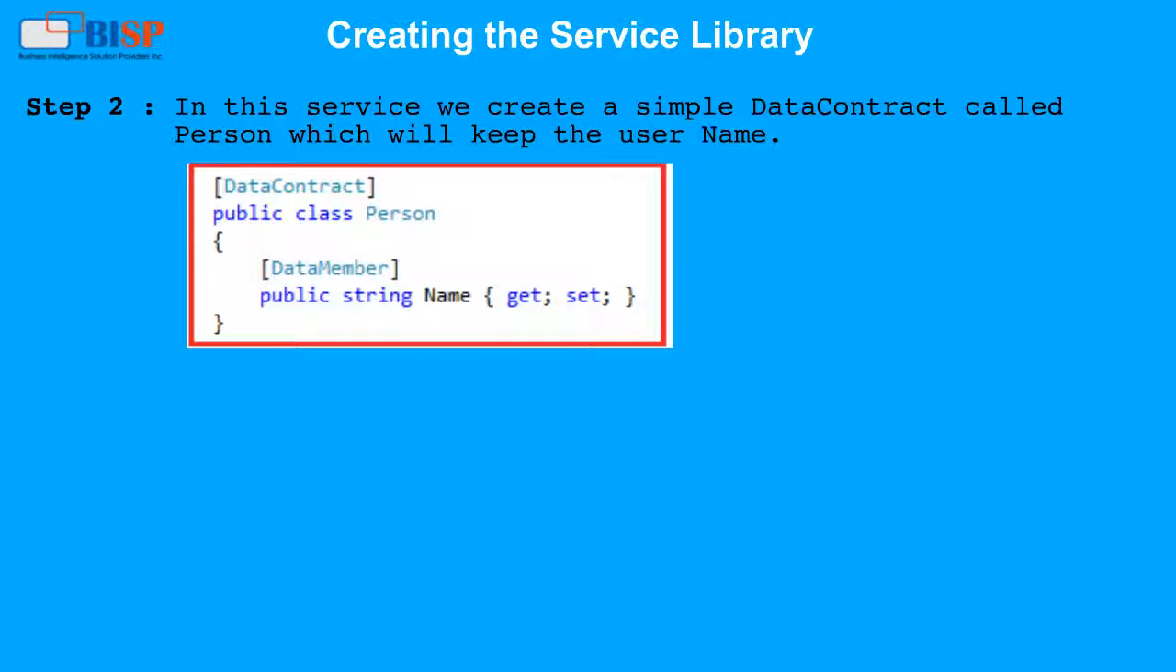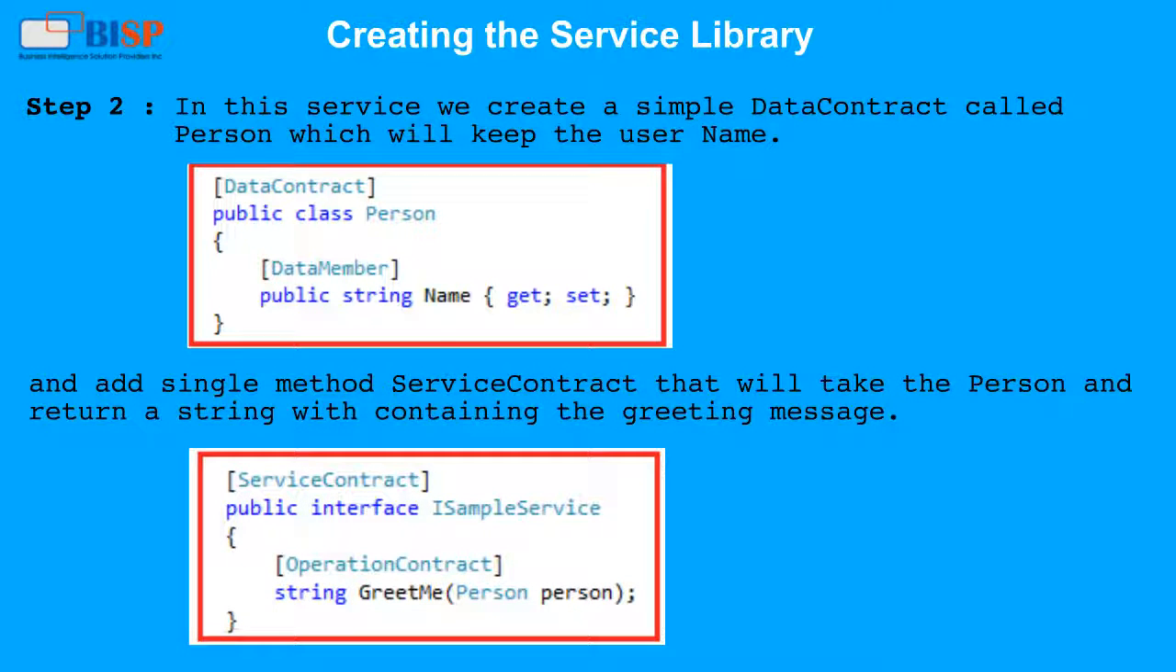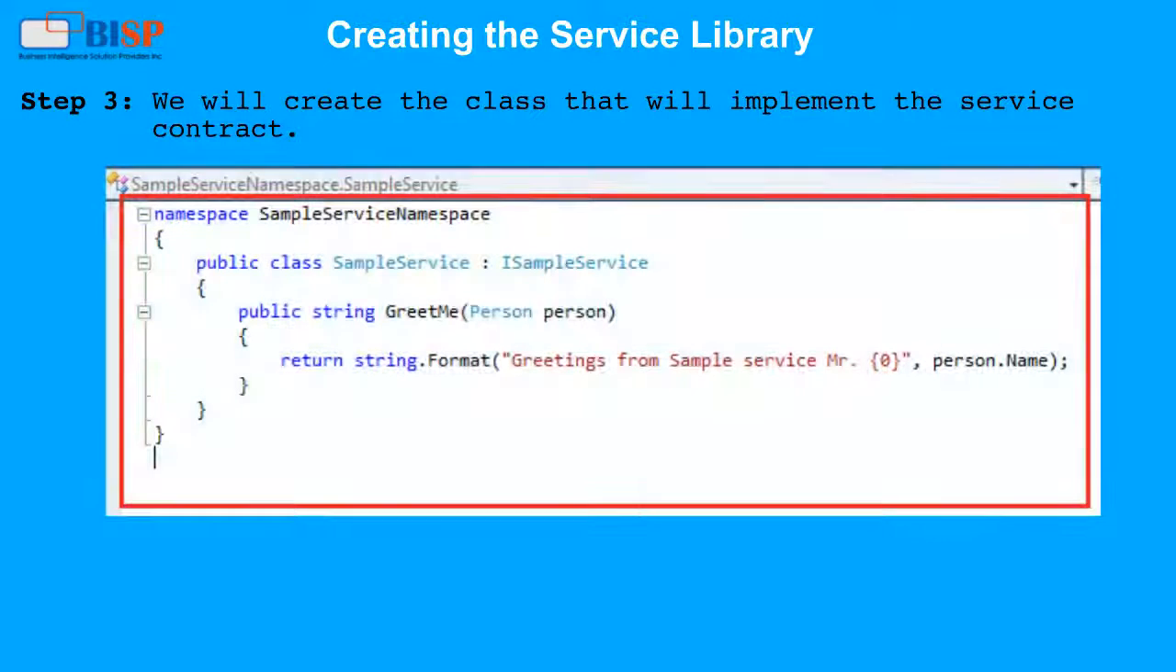Step 2. In this service we create a simple data contract called Person, which will keep the username, and add a single method service contract that will take the Person and return a string containing the greeting message. Step 3. We will create the class that will implement the service contract.